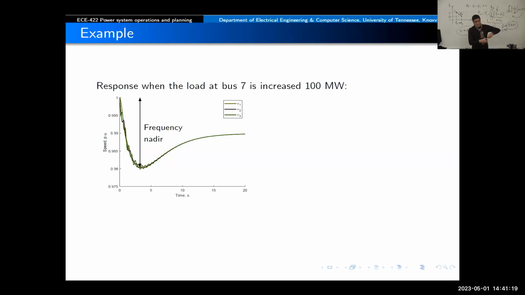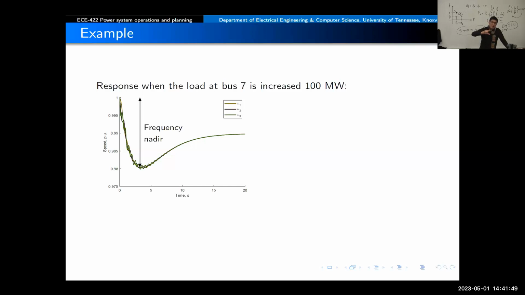When you have this, then one of the things that we're going to pay attention to is what the maximum deviation in the frequency is going to be. That is called the frequency nadir. In this case, we have 0.02 per unit. So a drop of 2%, right? Which can be very large in a realistic system. But that is a very good measurement that we can have for this type of behavior.